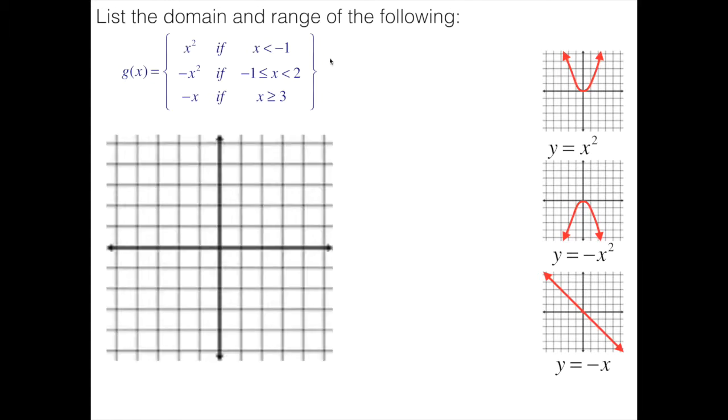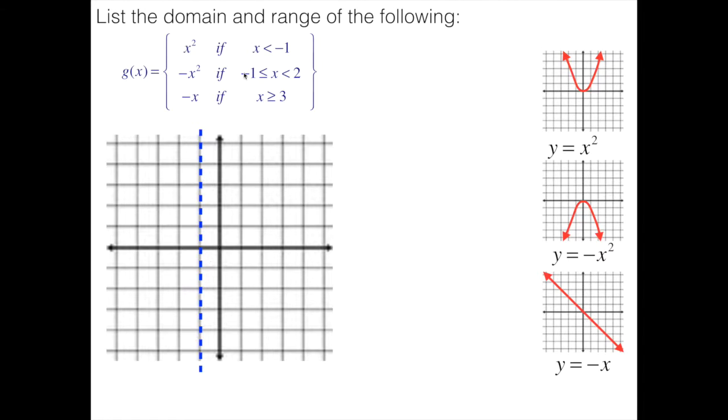The main components here, it says if x is less than negative 1, then it looks like the x squared. So negative 1 is where this particular graph starts. What I'm going to do is draw a dotted line right down to negative 1. That'll help me to view where my graph of x squared is to stop. Now this actually isn't going to be part of the graph. I'll erase it later.